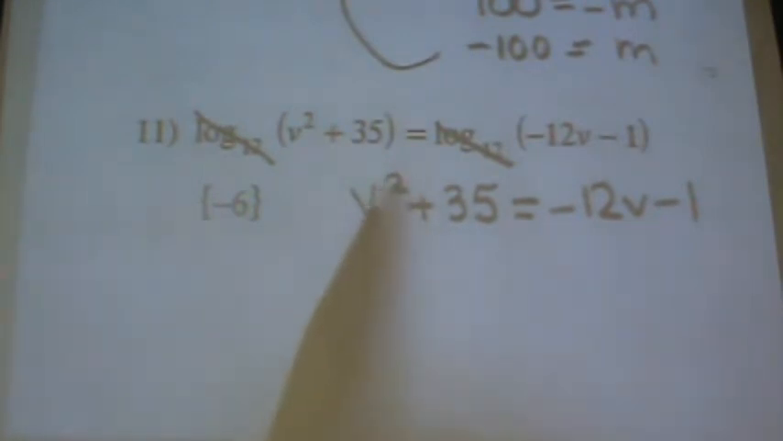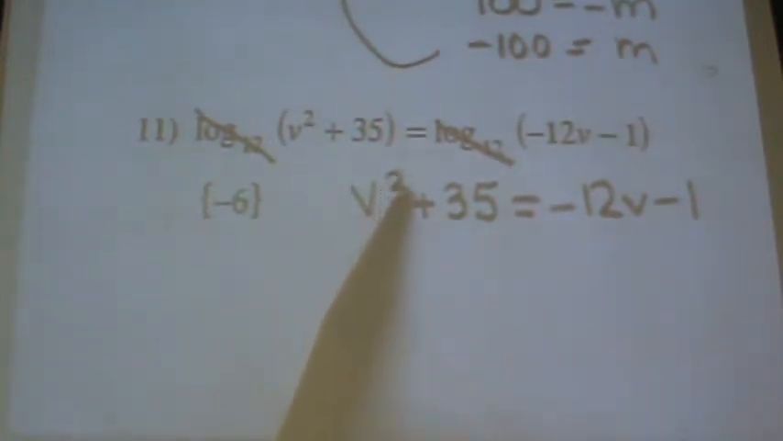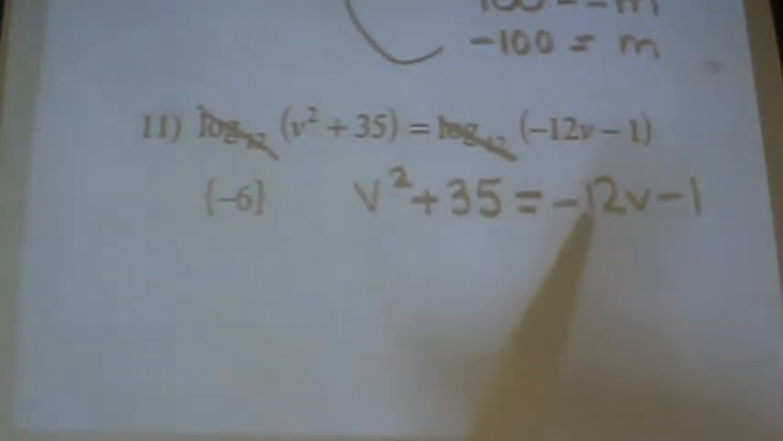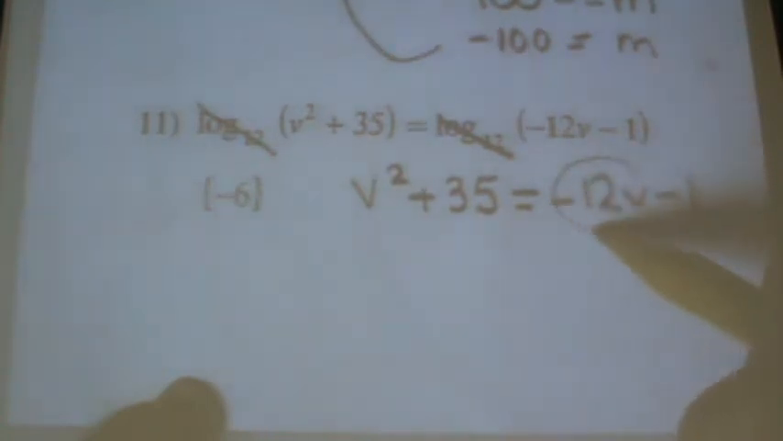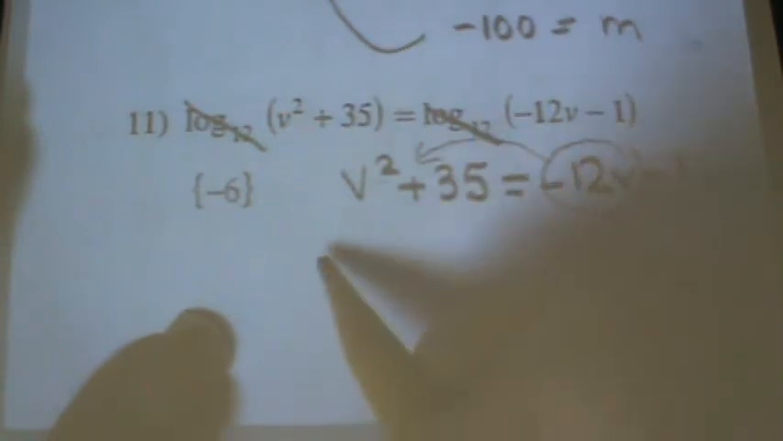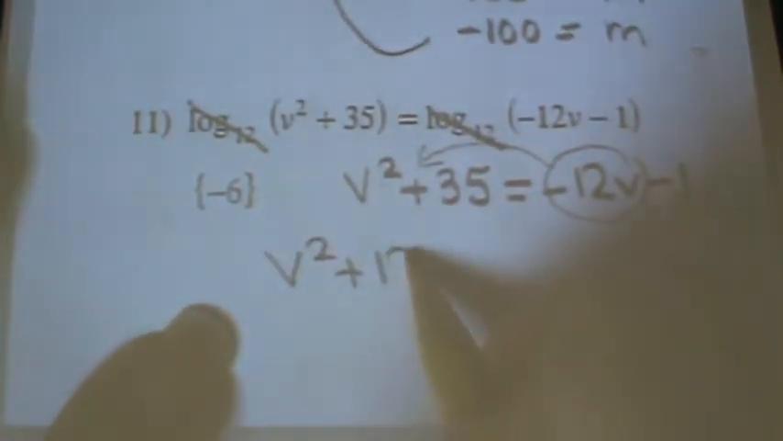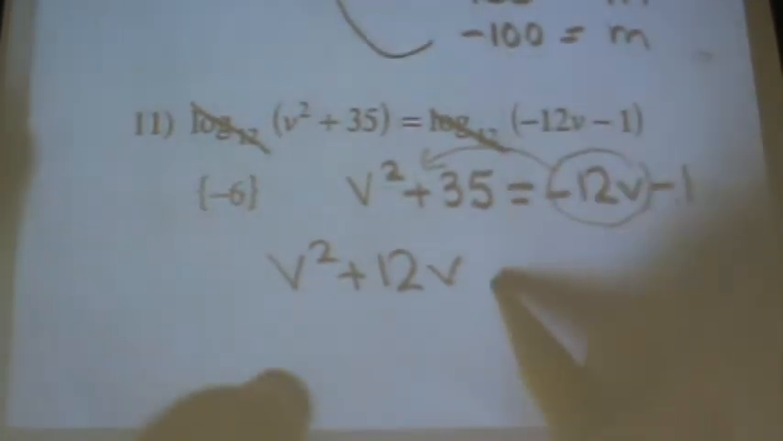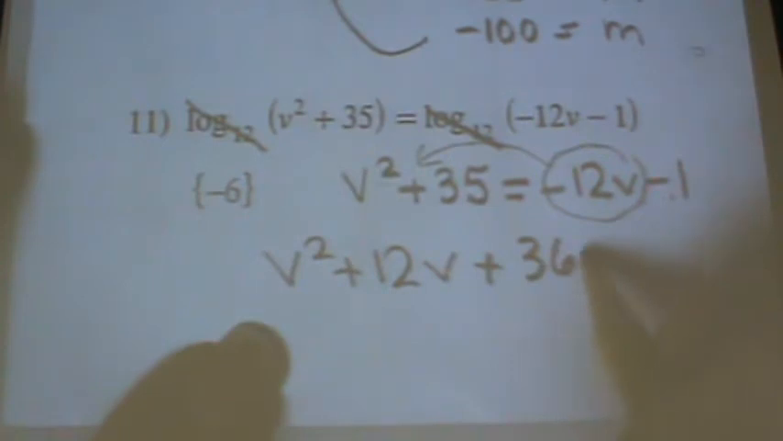When you have a variable squared, that's the degree of the problem. This is called a quadratic. When you have an x squared or a letter squared, you want to set one side equal to 0. So I'm going to move these 2 pieces to this side. So everyone look at negative 12v. What does negative 12v look like on that side? Positive 12v. And what do I do with this negative 1? We're going to add 1 to 35 and you get 36.